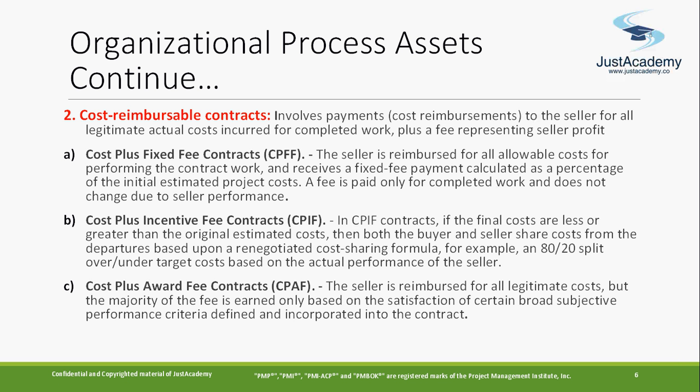Another is a cost reimbursement contract. This involves payment to the seller for all the legitimate actual costs incurred for completed work, plus a fee representing the seller's profit. It means I'm going to use these services, and whatever the actual cost incurred, I will give you that amount, and then we can decide on some profit, about 10 or 15%, that I will also pay. So that is this type of contract.